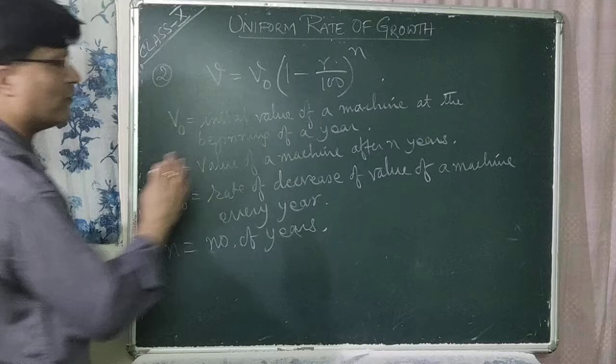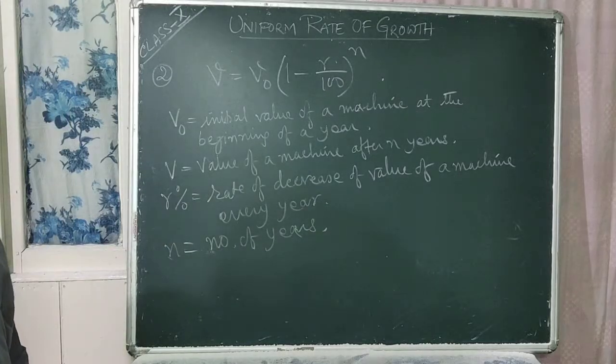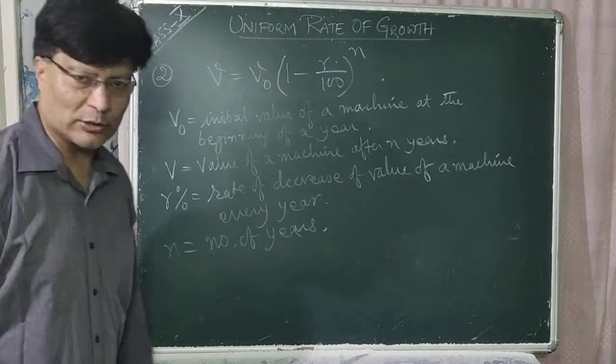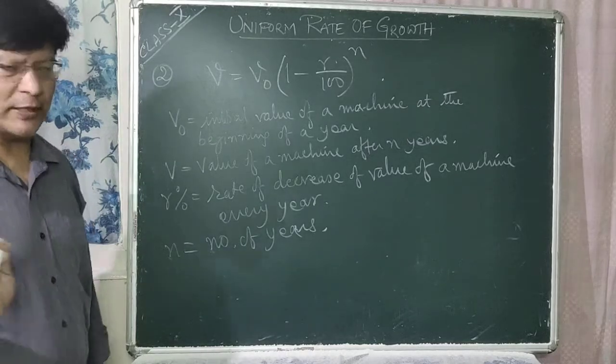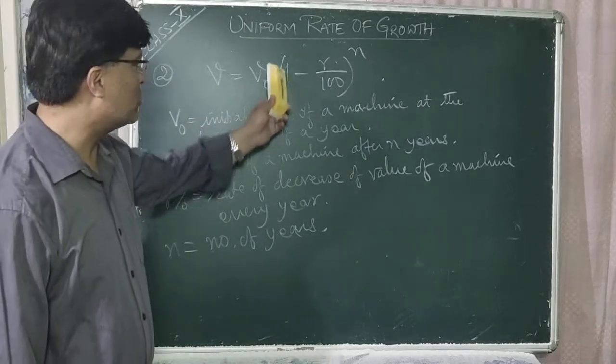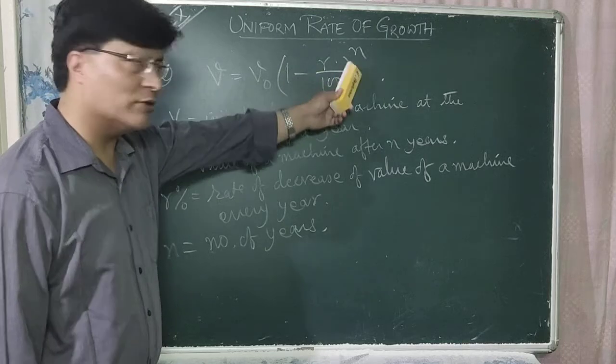So you should memorize these two formulas, okay, and try to understand them also, right? These two formulas are all you need to remember. That is V is equal to V0 within bracket 1 minus R upon 100 whole to the power n.